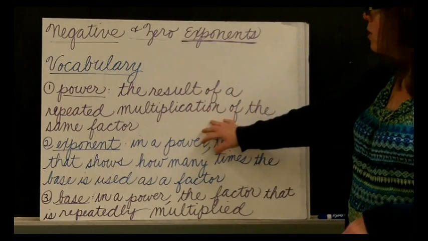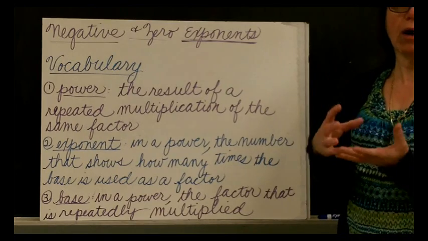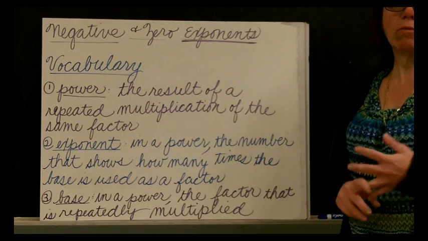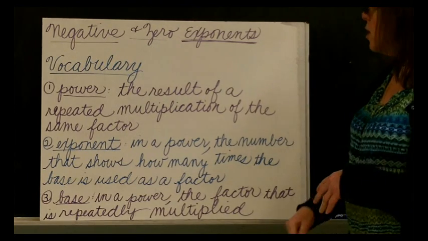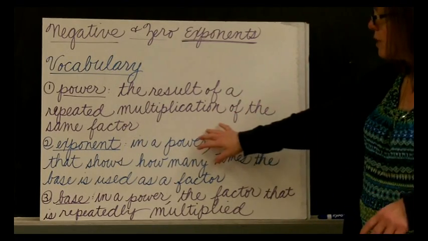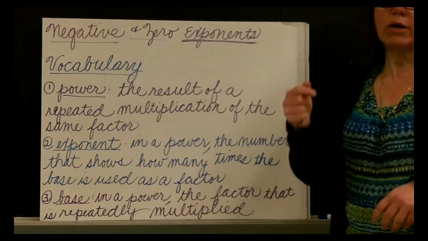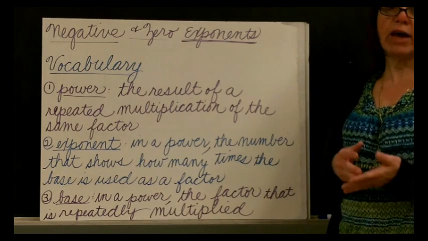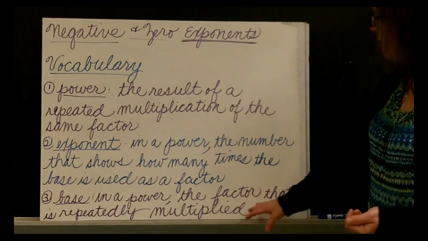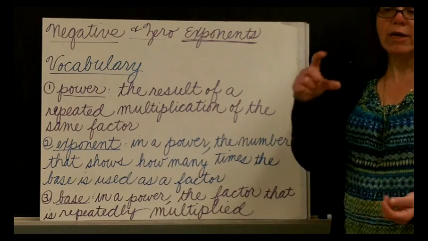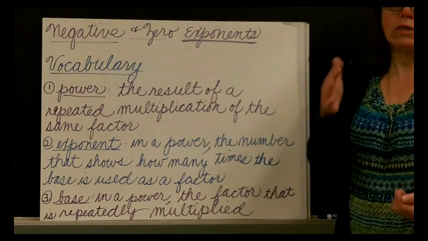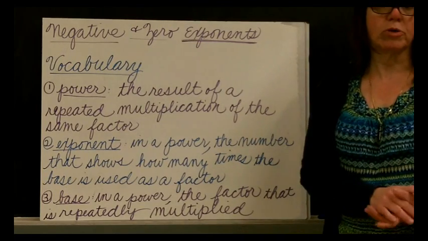We have a power, and when you see power, it means it's one large number and a tiny number, and it means it's a multiplication expression where it's repeated multiplication of the same factor. The exponent is a small number in a power, and it tells you how many times that factor is going to be repeated in the multiplication expression. And then finally we have base, which in a power is the larger number. It's the number that is the factor. It's the number that gets repeatedly multiplied for as many times as the exponent says.